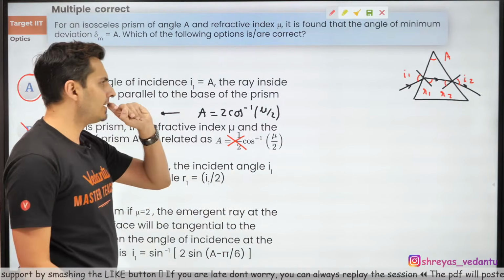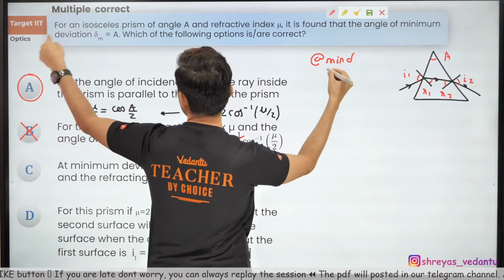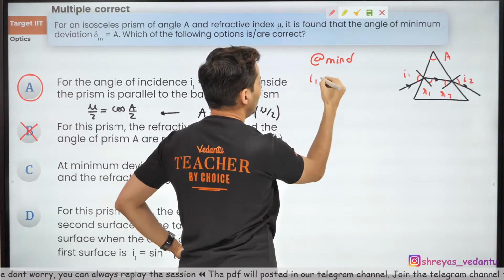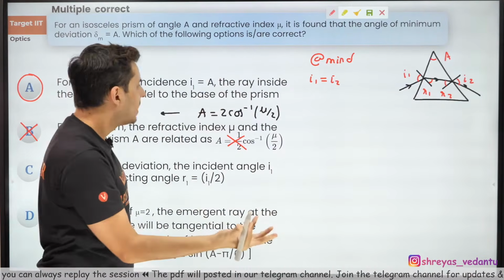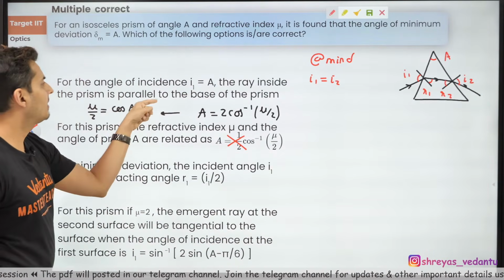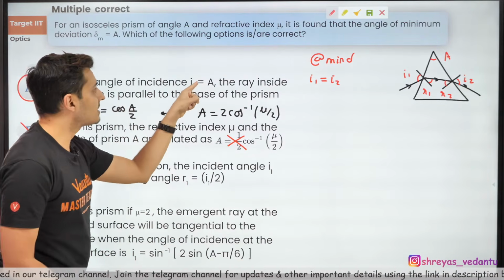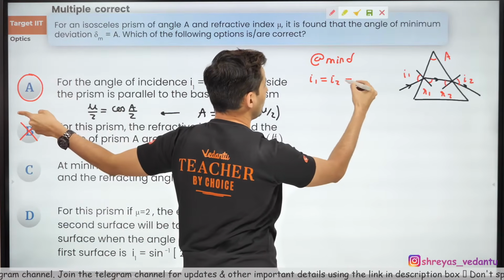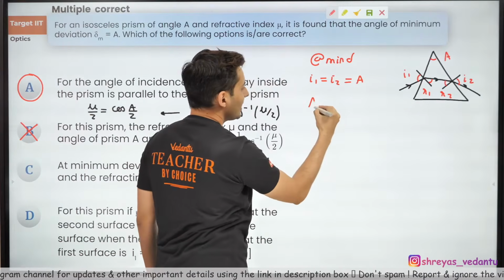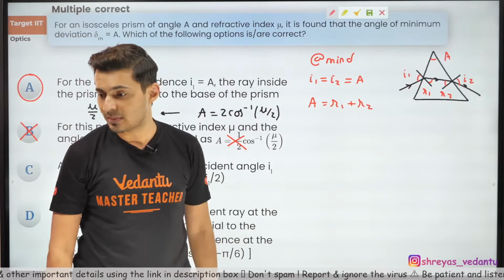At minimum deviation, so at minimum delta, which is given over here, let's think about it. I1 is equal to I2, and we already figured out what was I1. It was given. For that incident angle I1, the rays are parallel to the base of the prism. This was all for minimum deviation. In fact, we just got it from the first option that this was equal to A. Also remember that angle A is R1 plus R2. That's also a standard formula which you should know for prisms.